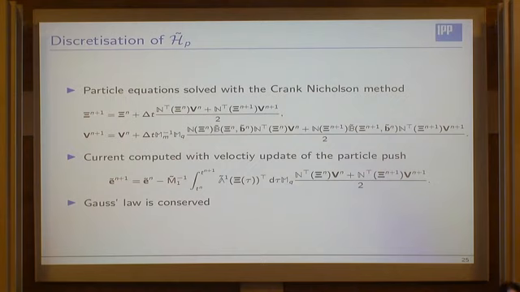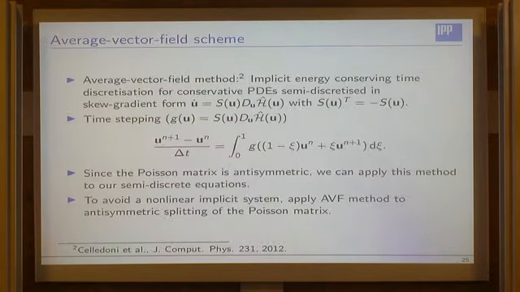It's moderately implicit, it's still quite quick, and the good news is that Gauss' law is still conserved. So using a Crank-Nicolson here does not destroy the property of Gauss conservation. Then, as I said, we were also looking at the implicit, energy conserving methods.